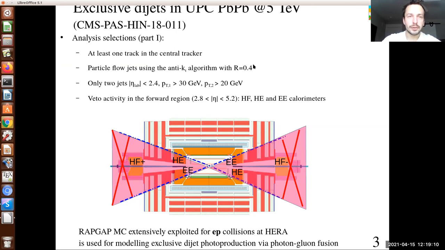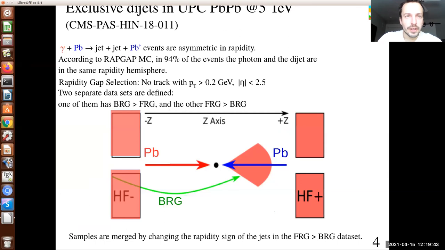And in order to select exclusive events, we reject events with any activity in the forward region in calorimeters, the hadronic forward calorimeter, hadronic endcap, and electromagnetic endcap calorimeter, above the dedicated noise thresholds. We also use the RAPGAP Monte Carlo that was extensively exploited for electron-proton collisions at HERA to model exclusive dijet photoproduction via the photon-gluon fusion process.